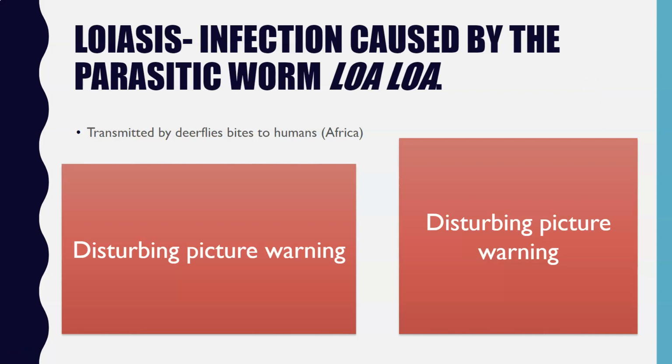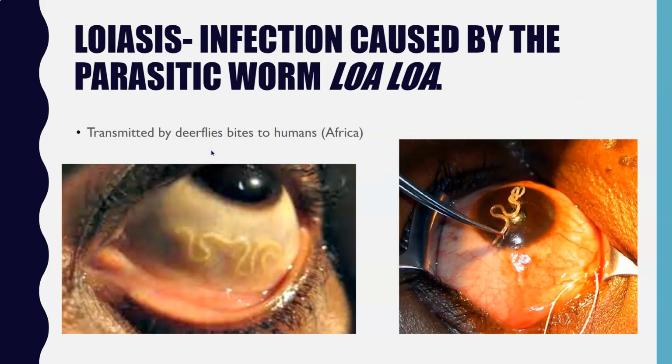All right, these are very disturbing images, so I'm warning you. This is transmitted by deer fly bites to humans in Africa. The first image is both eyeballs, but this is a parasite in someone's eye that needs to be removed, and they're taking it out of someone's eye in Africa.